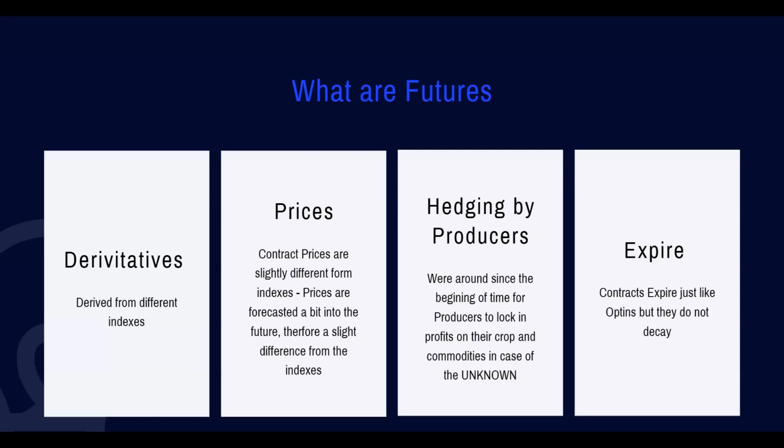Just like options, they do expire, but options decay. So anybody here that has options experience and background, you understand that your option contracts expire too, but also as that time nears, they're decaying. We don't have that here in the futures market.